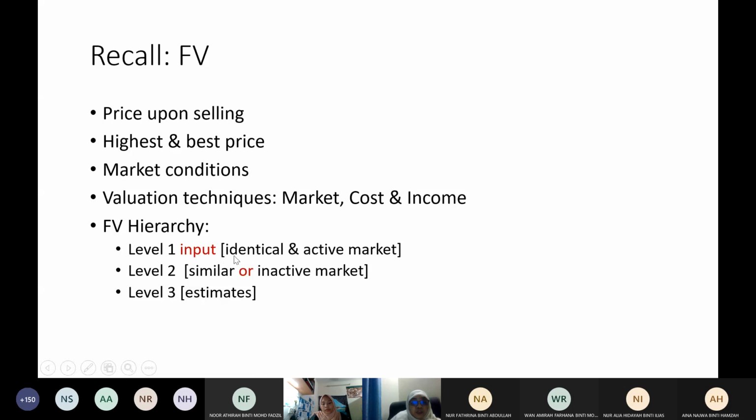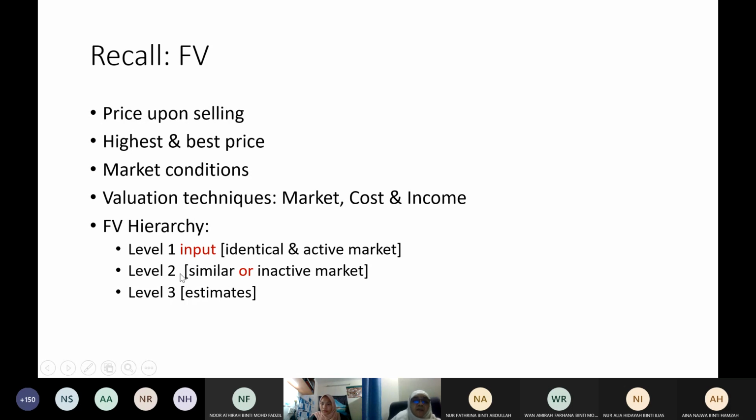But if you cannot get this quality of level one, then you have to go on to level two, where you can get the value for a similar asset, so not identical, but similar. Or it is level two because it is an inactive market. So you might get the value for the identical asset, but in an inactive market, where the prices are not updated. That's why it falls to level two.